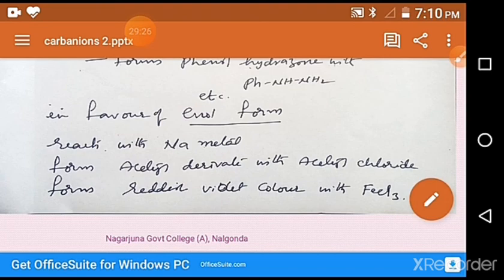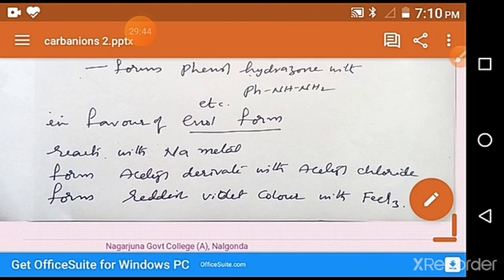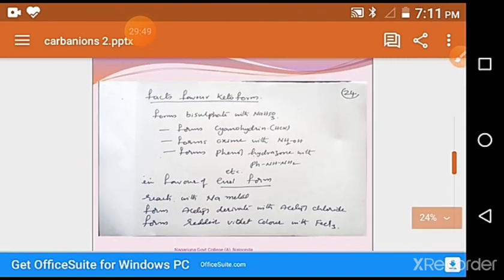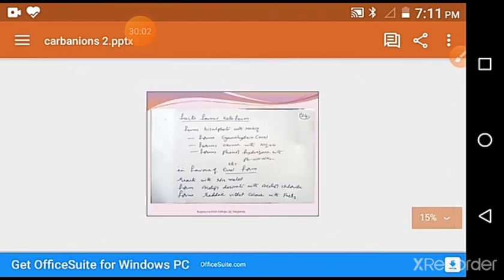That means ethyl acetoacetate has two forms: one is the ketonic form, one is the enolic form. The above four properties are due to the carbonyl group, and the below three properties are due to the enolic OH group. That's why we can confirm that ethyl acetoacetate exists in two forms, keto form and enol form. These are the evidences. Next slide.